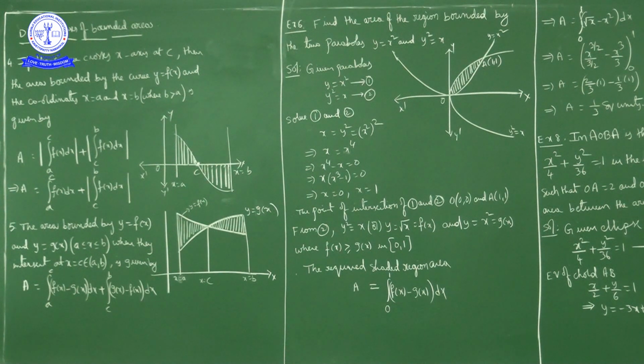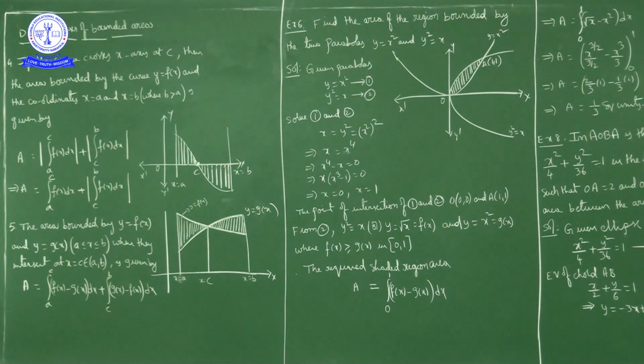Now first of all, we'll find the point of intersection of these two parabolas. Now we'll solve 1 and 2. From 2 we have x is equal to y square, but y from 1 is equal to x square, so x is equal to x square whole square, so x is equal to x power 4. That means x power 4 minus x is equal to 0. Taking x common, x into x cube minus 1 is equal to 0. So the real values of x are x is equal to 0 and x is equal to 1.